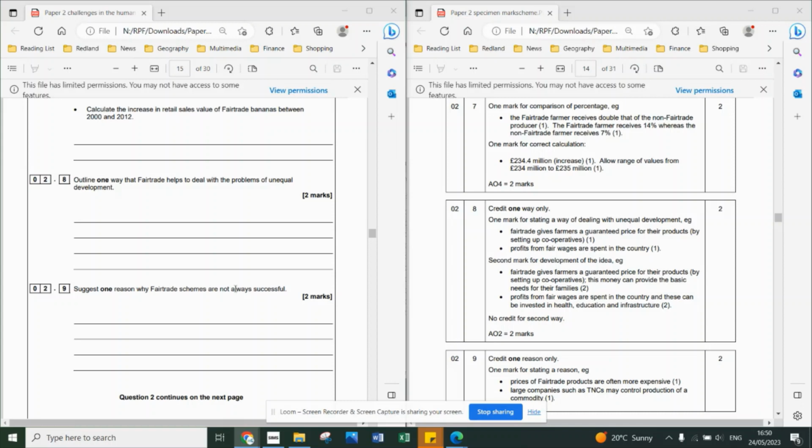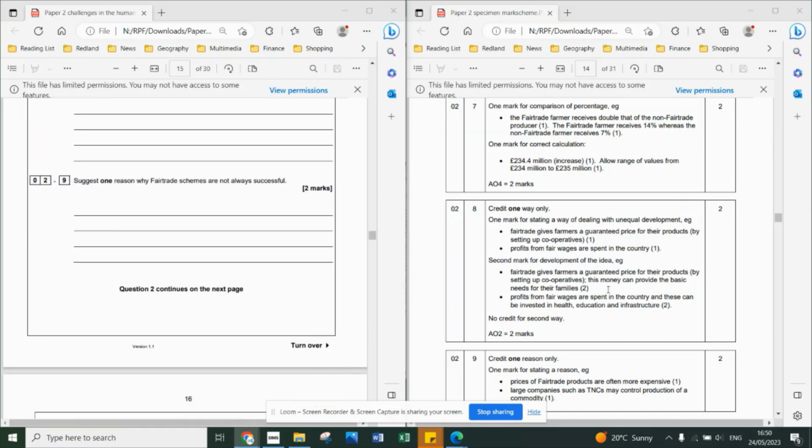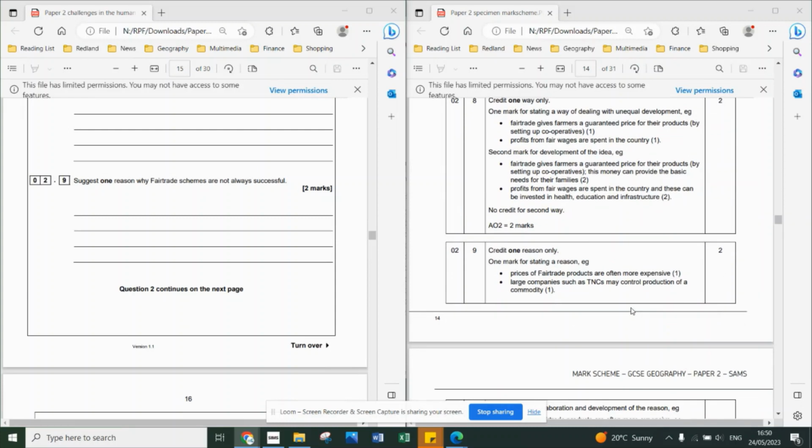Suggest one reason why fair trade schemes are not always successful. The main reason they're not always successful is because they can be quite expensive products. Therefore, customers might not want to buy them, and you might have lower sales. You have a more expensive product, less sales, and it can be counterproductive in some ways.